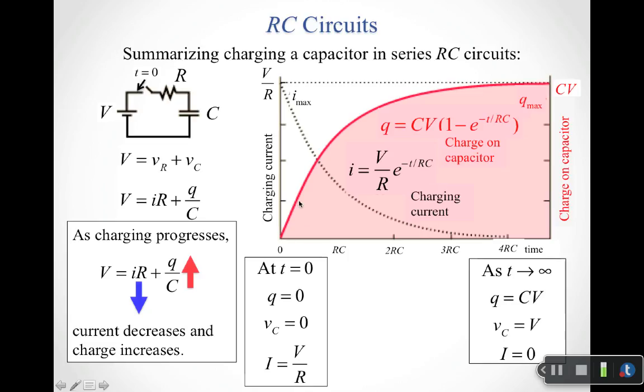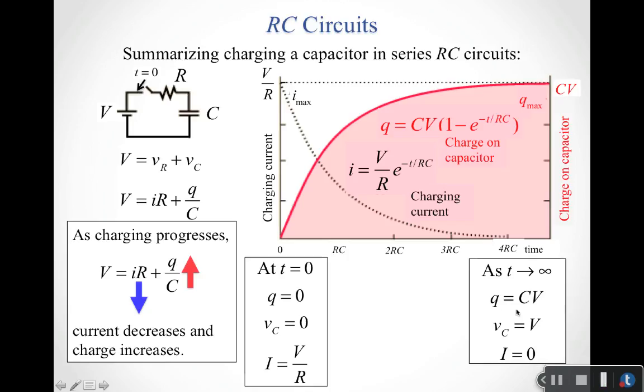Right? So the current as I'm charging is dropping. The charge on my plates as I'm charging is obviously increasing up to some value Q max, which is equal to the capacitance times the voltage of the battery. And so at t equals 0, no charge on the capacitor, no voltage across the capacitor, and the current in the circuit is equal to the voltage of the battery divided by R.